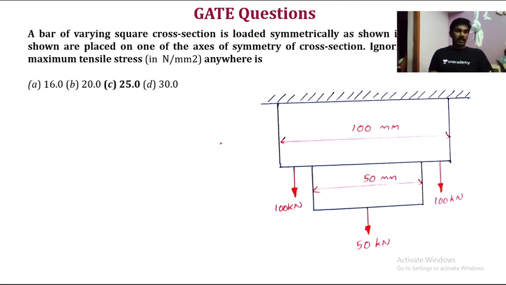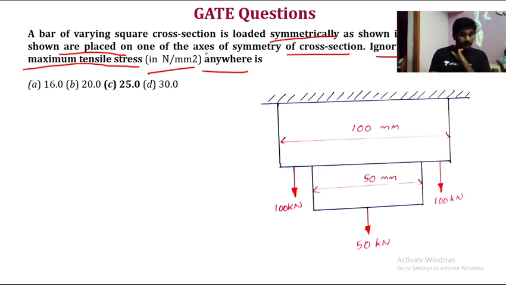Coming to the next problem. A bar of varying square cross section is loaded symmetrically as shown in the figure. The loads shown are placed on one of the axes of symmetry of the cross section. Ignoring self weight, what is the maximum tensile stress in newton per mm square anywhere?